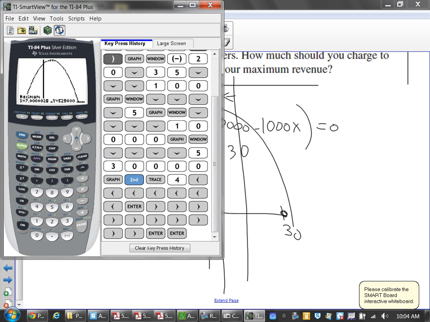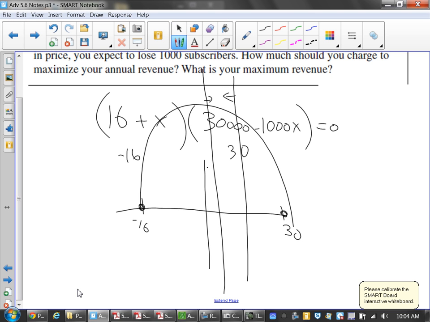Okay. All right. So what this is telling us is a couple of things. According to our calculator, the maximum value is occurring at 7 and 529,000. So think about what it's asking you now. What is the value of X that maximizes the revenue? 7. And how much money do you make? That's how you model the quadratic.